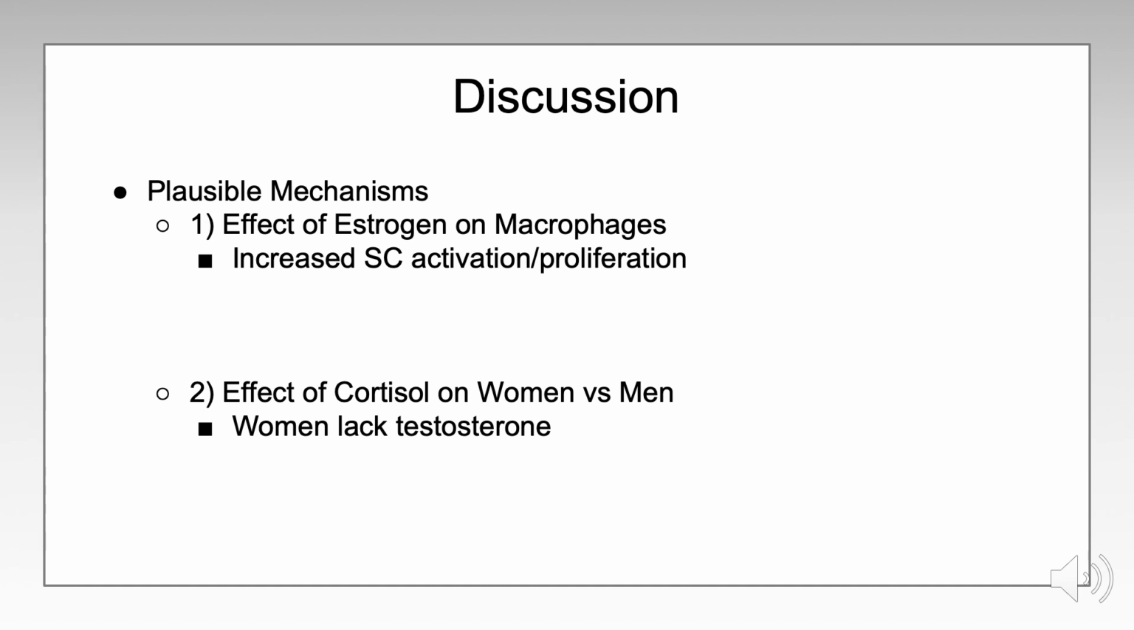cell myogenic progression. Another plausible reason is the effect of cortisol, as the different results between sexes could be due to the greater impact of cortisol on satellite cell myogenesis in women compared to men, as they do not produce testosterone, where testosterone has inhibitory effects on cortisol.